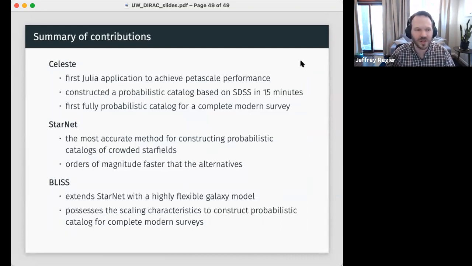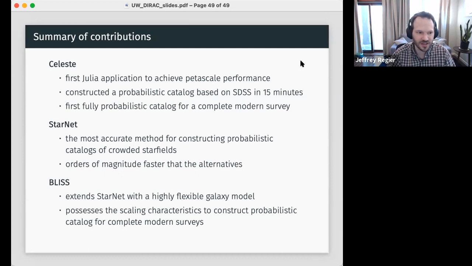I guess just to quickly summarize the contributions, I think I'm out of time. But so for Celeste, it was the first Julia application to achieve petascale performance. We constructed a catalog from SDSS in 15 minutes. And it's the first fully probabilistic catalog for a complete modern survey, although SDSS, one much smaller than LSST.